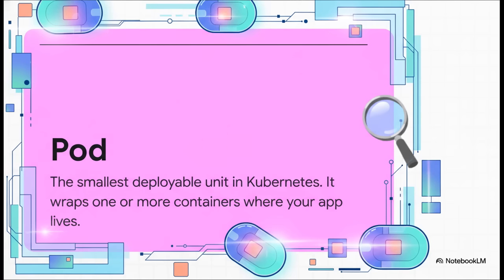But wait, before we do that, there's one really important word you need to know: pod. A pod is the smallest, most fundamental thing you can deploy in Kubernetes. The easiest way to think about it is just as a little wrapper, a little box that holds the containers where your application code actually lives.